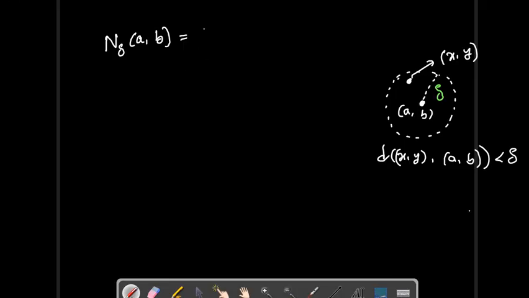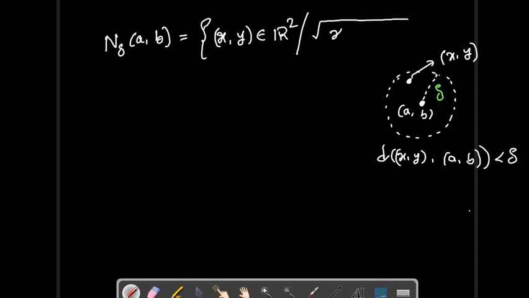And officially this is how we write it. The delta neighborhood of (a, b) is the collection of all points in R2 such that the distance between these two points is less than delta. And how do we measure the distance? This is how: square root of (x minus a) whole square plus (y minus b) whole square is less than delta. So this is how we measure the distance.